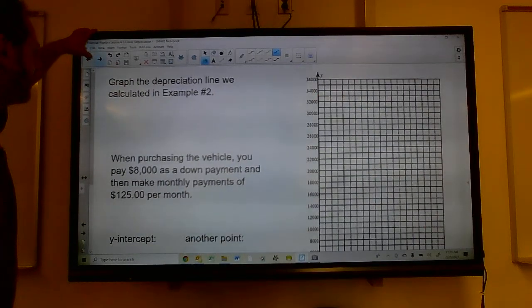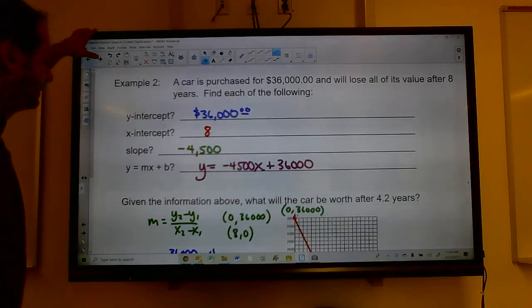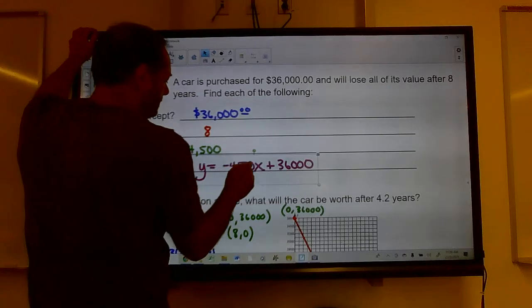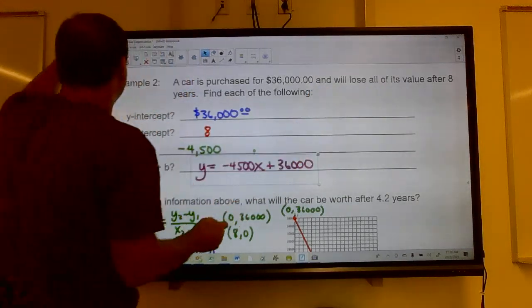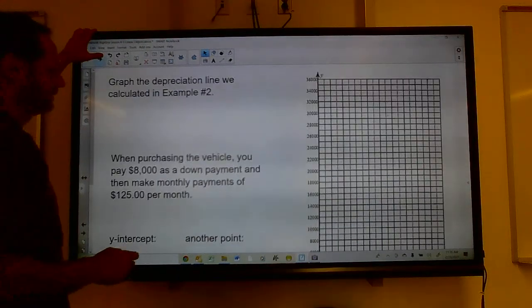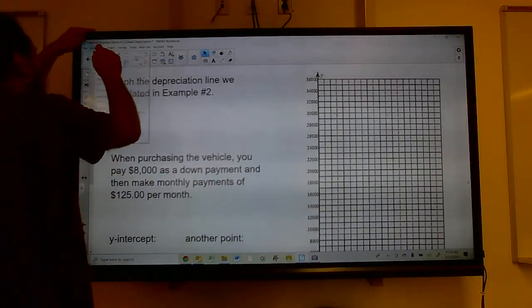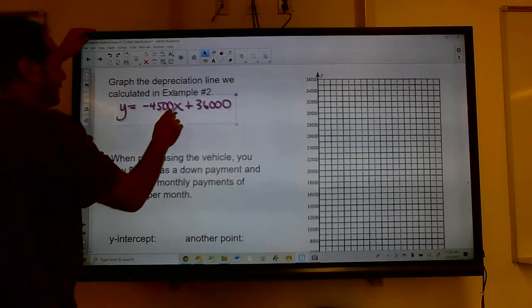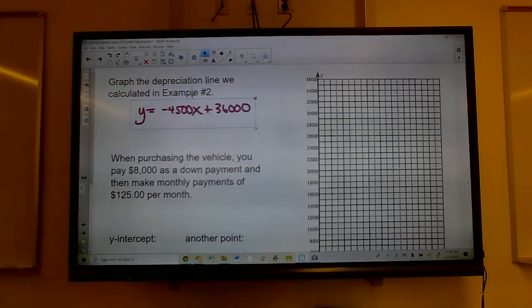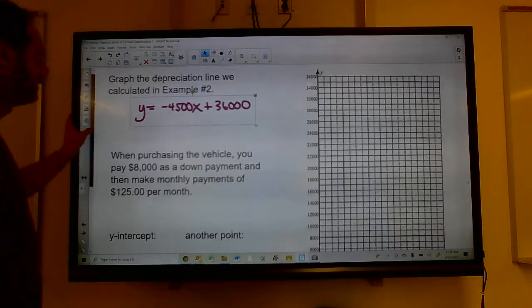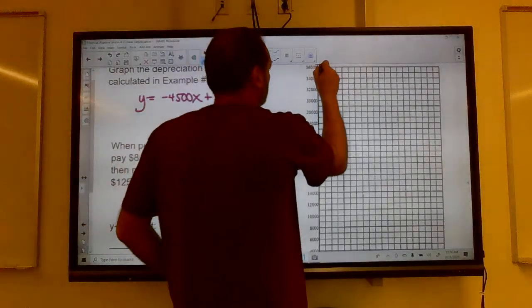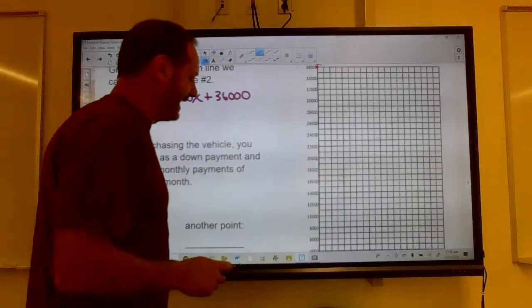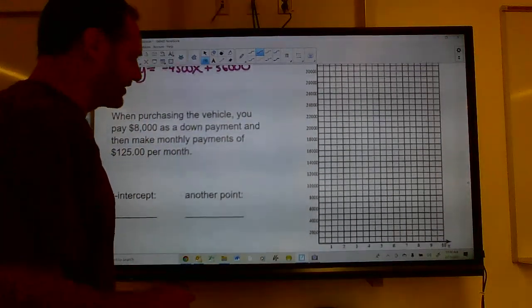Okay, graph the depreciation line we calculated in example 2. So grab that. Here's example 2. So we will copy that, and we will paste it right here. So there's the equation. Okay, so it was worth $36,000 when I bought it, and 8 years later it was worth 0.